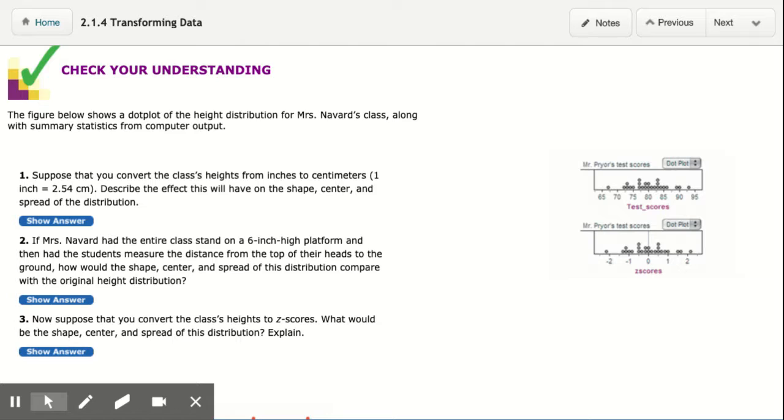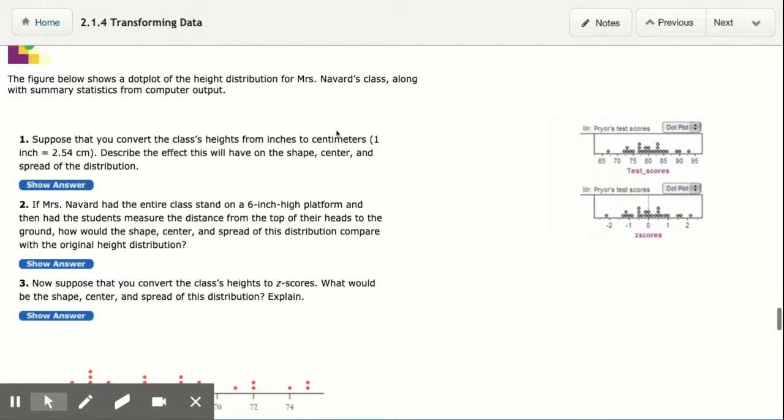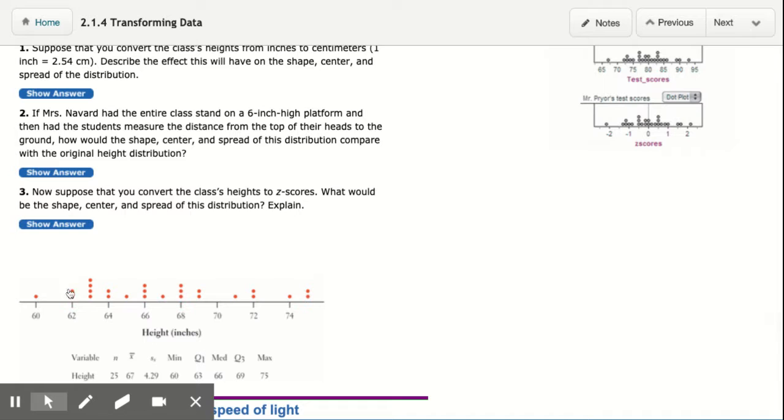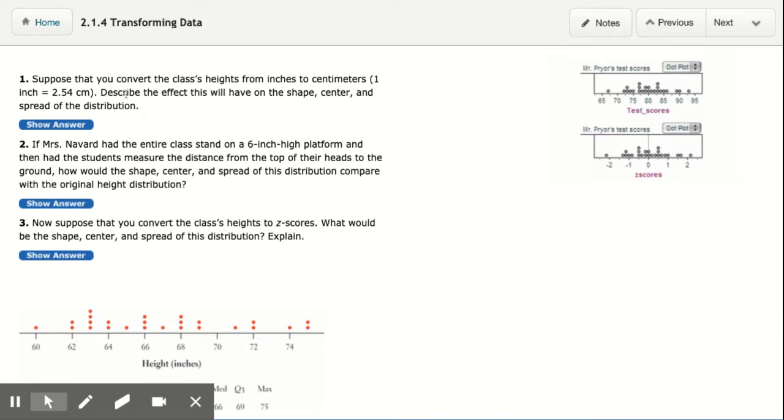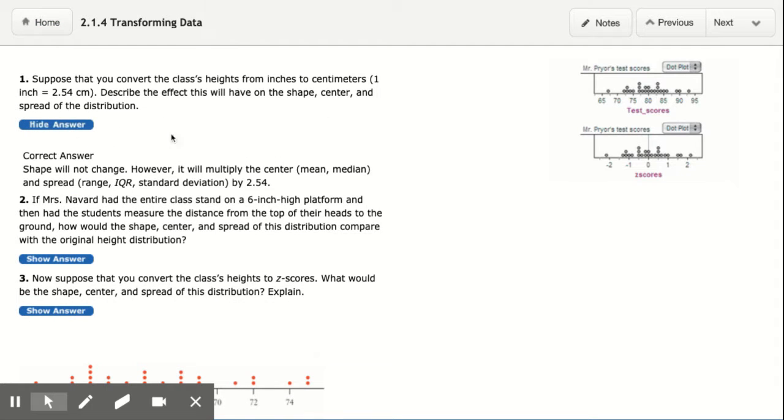This is part D. This one deals with transforming or moving data. So they go back to Mrs. Navard's class. It was dealing with height. So they have this dot plot down here, which was the one that we just dealt with previously when we were working with z-scores. What this says here is, suppose that you convert the class's height from inches to centimeters. So 1 inch is 2.54 centimeters. And it says describe the effect this will have on the shape, center, and spread of the distribution.